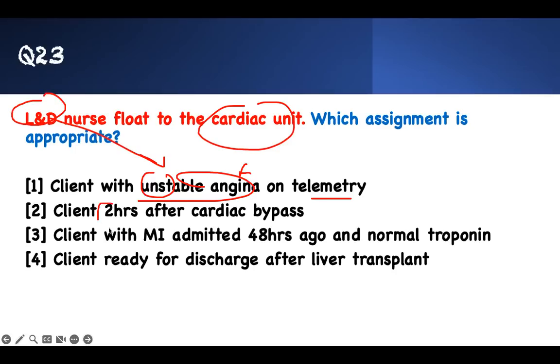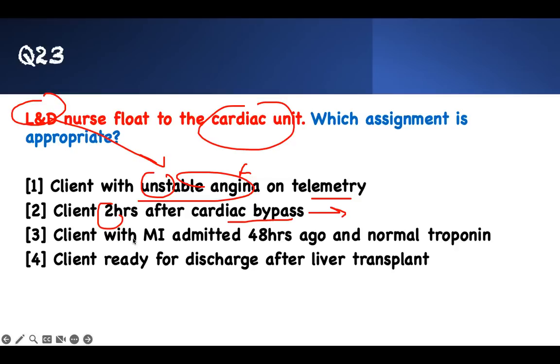A client 2 hours after a cardiac bypass. Experienced nurse, because there are so many things that need to be done: drips, IV, everything. Titration of those medications is too much. You want to give the floater a non-specialized job. So if somebody is floating, look for a non-specialized job.